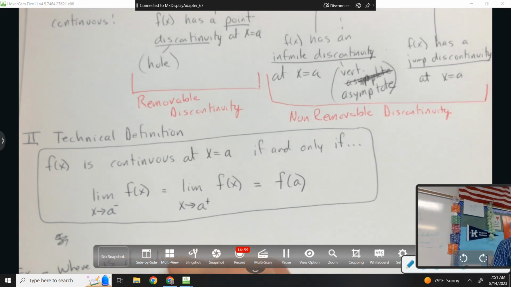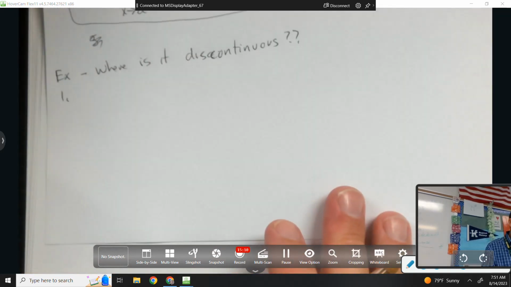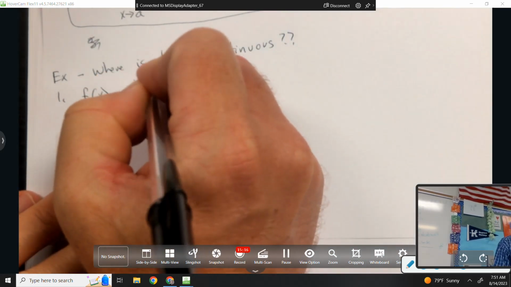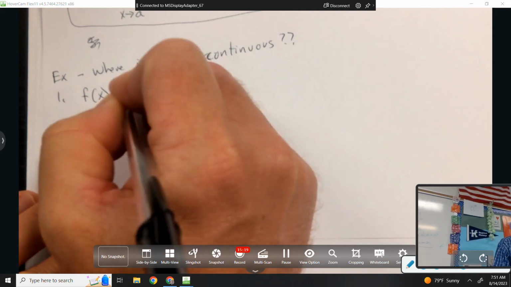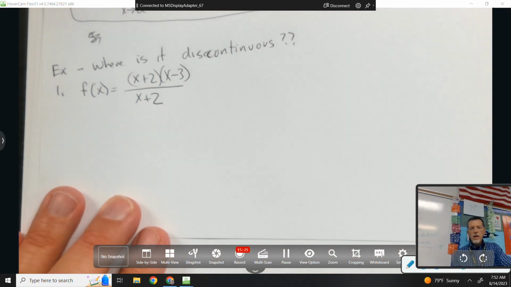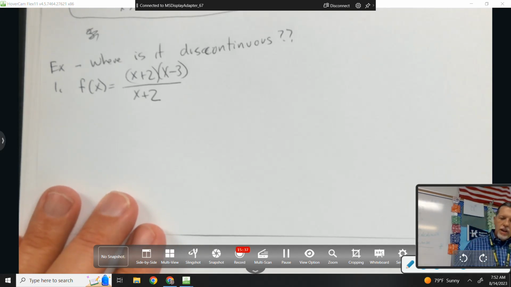Where is it discontinuous? And I'm going to give you an equation. So let's say f of x equals (x plus 2)(x minus 3) over x plus 2. So I want to do this sort of two ways, the intuitive way, but then also the formal way, because I need you to be able to do it both ways.